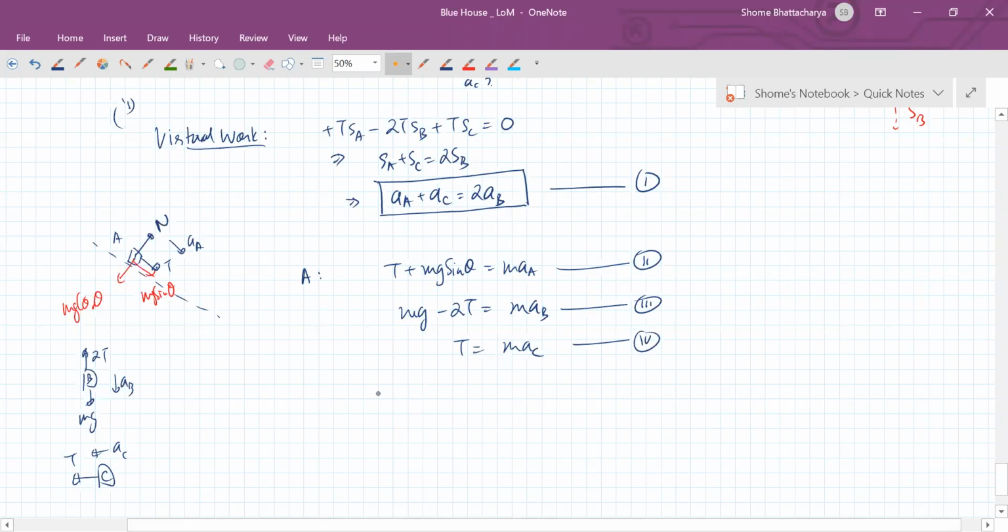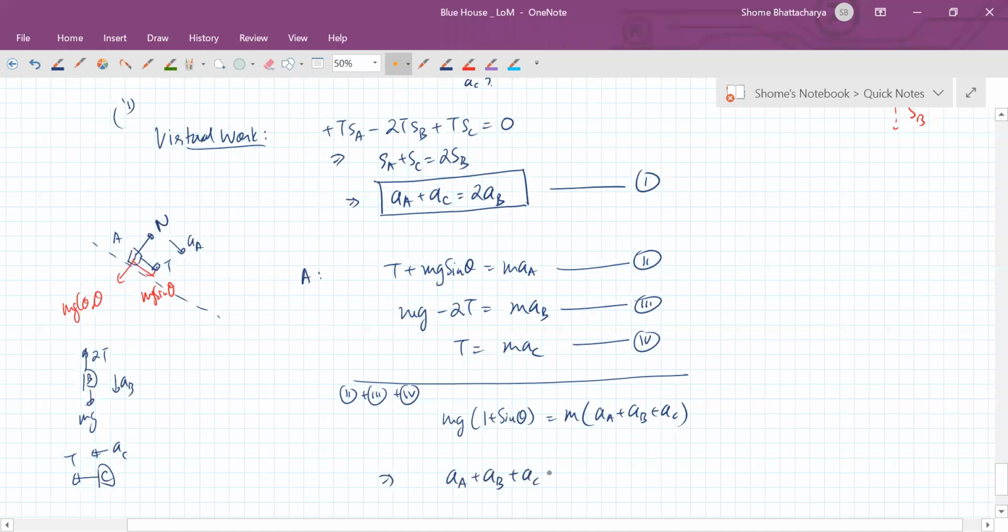So one thing you can do here, which will be very convenient, is that if you just add the equations 2 plus 3 plus 4, it gets rid of t. See, t minus 2t, so you get mg (1 plus sine theta) is equal to m into acceleration of A plus acceleration of B plus acceleration of C. So you get the relation that, put sine theta as half. Okay, so you get this relation.